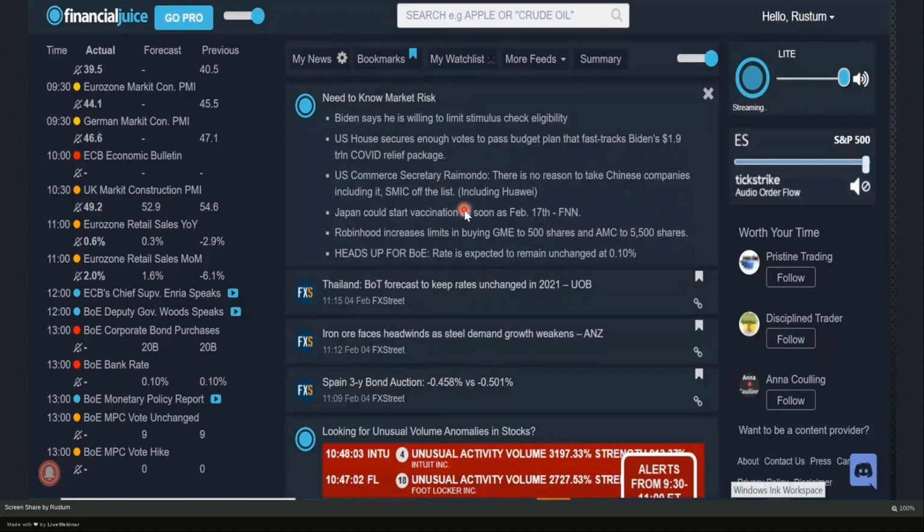And this tool was an expensive tool in the past, and now it's free. So I suggest going over to Financial Juice and signing up there, get it while it lasts. I'm not sure how long they're going to have a free service like this.